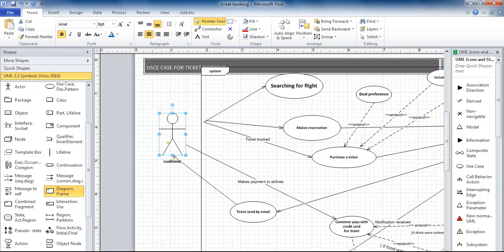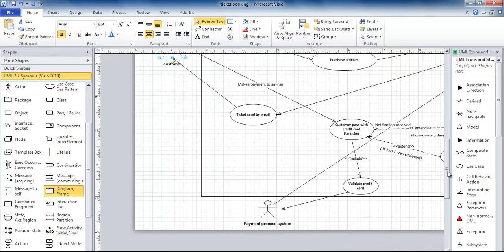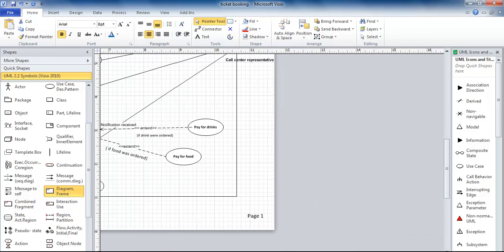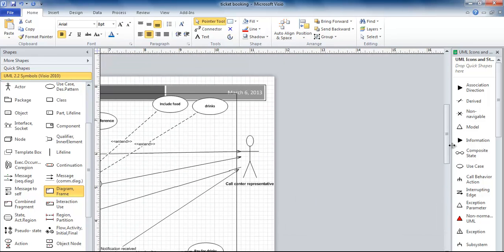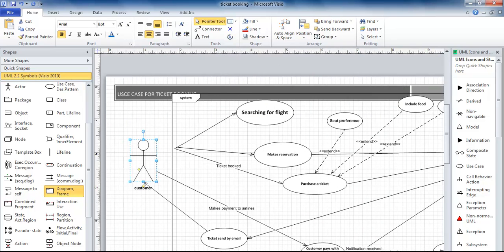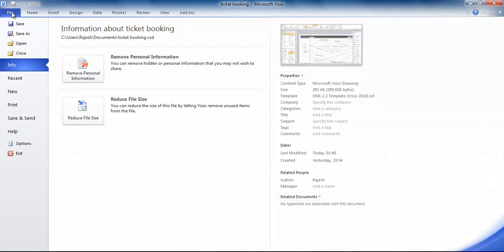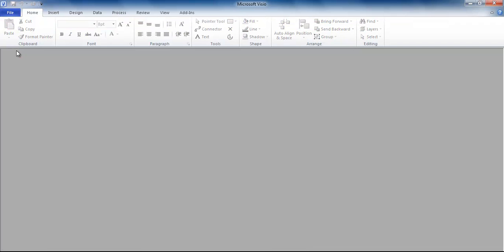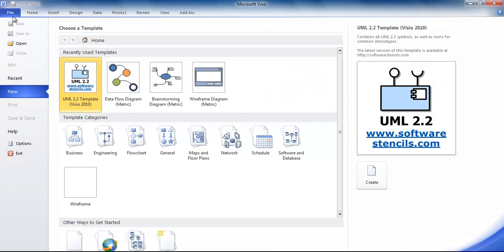I am going to use Visio in this case, and as you can see, I have already created a use case in this Visio. This is Visio 2010, but to explain in the very initial stages, I will start with something new, and then we'll continue with this one. I will close it, and I will start.